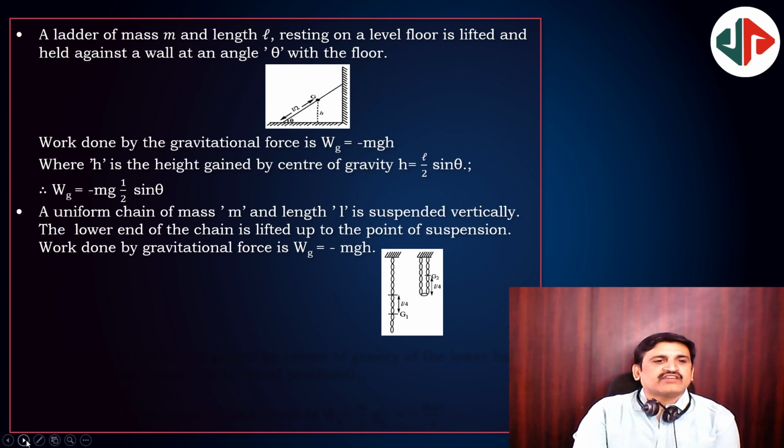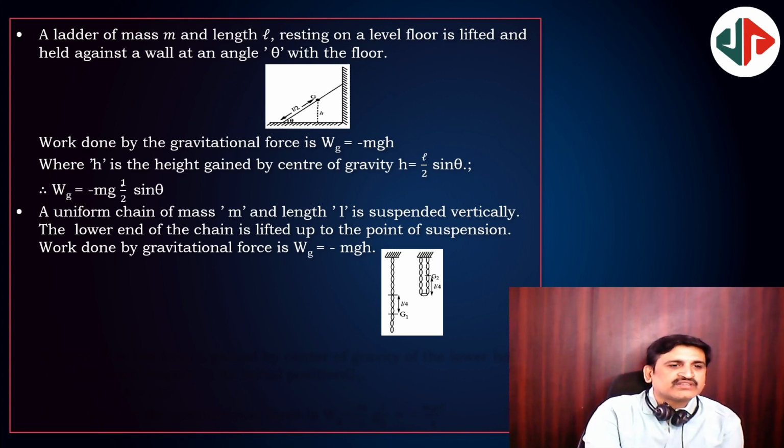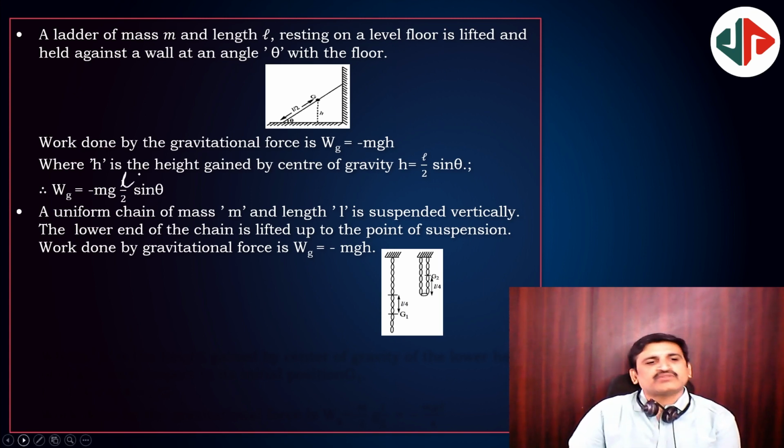Ladder thing. Work done by the gravitational force is minus mgh when a ladder is raised to a height h. Center of mass position change only you have to consider, because it's a uniformly distributed body. Where h is the height of the center of gravity, that is equal to L by 2 sin theta, opposite side, right, in the picture. So work done by gravity is mg L by 2 sin theta. That is not L, that is L by 2.